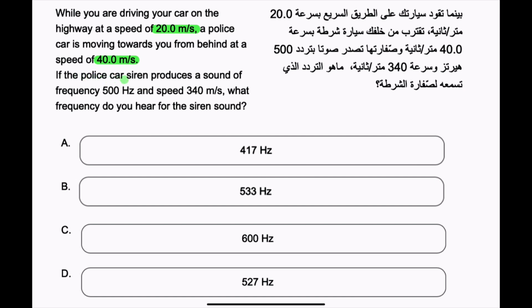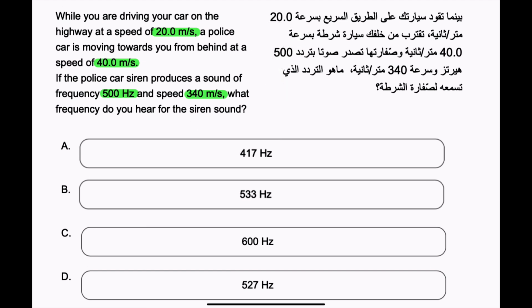If the police car siren produces a sound of frequency 500 Hz and speed 340 meters per second, what frequency do you hear for the siren sound? First, we need to collect the data from the question.